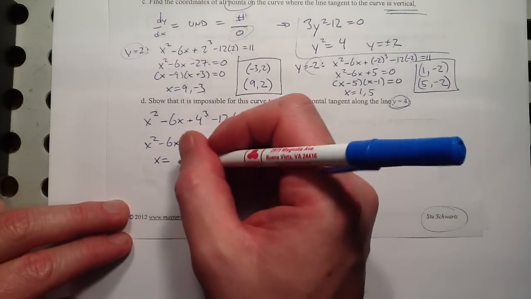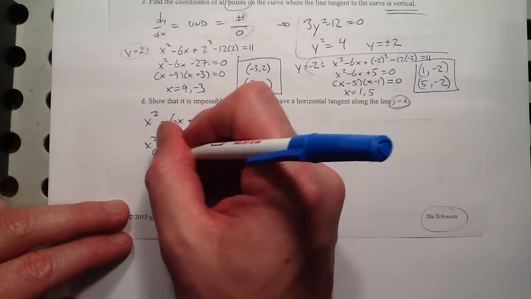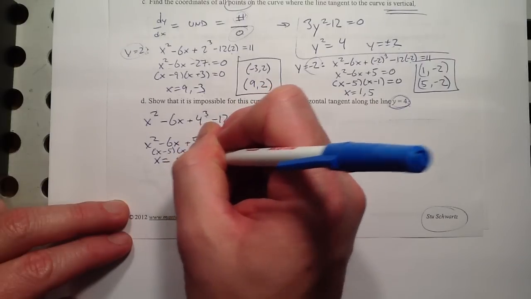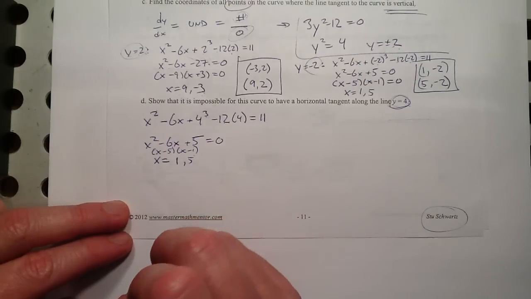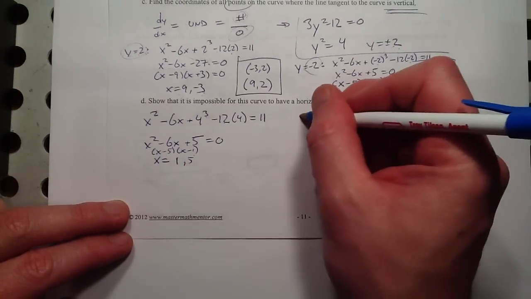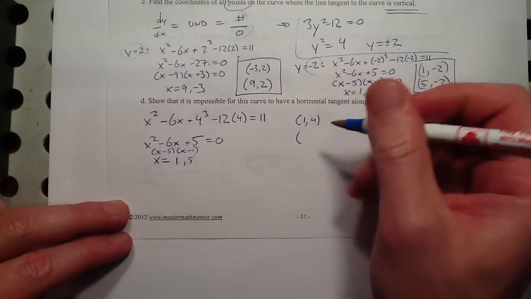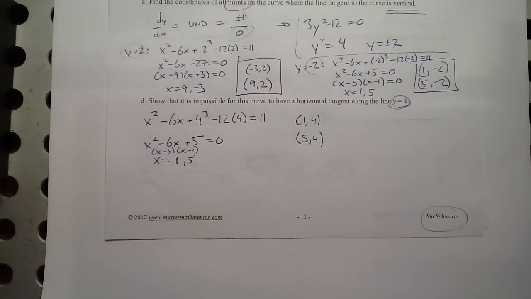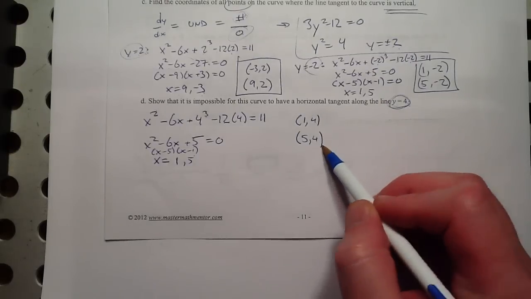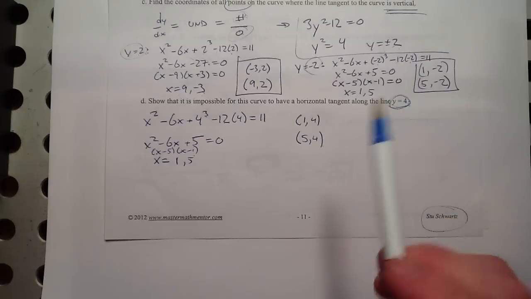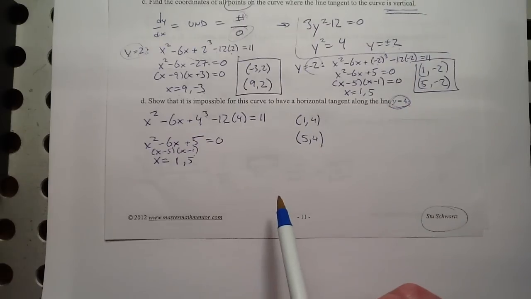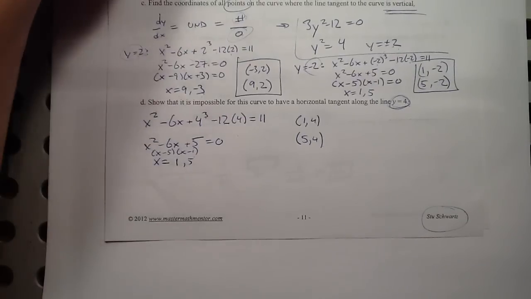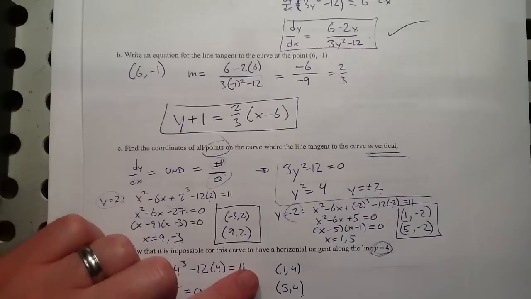x could be, sorry, I should factor that first. That's x minus 5, x minus 1. X could be either 1 or 5. Right? So we're talking about the points 1, 4, and 5, 4. Those are 2 points that are on the curve and where the y coordinate's 4. And now I think all we need to do is plug those back into the slope and see if it's horizontal or not.